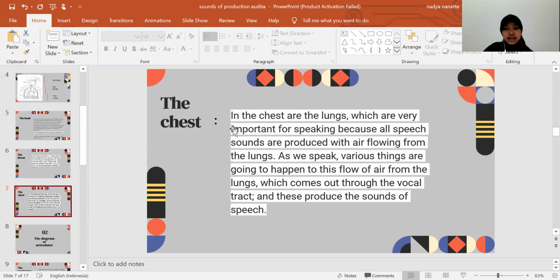The chest. In the chest are the lungs, which are very important for speaking because all speech sounds are produced with air flowing from the lungs. As we speak, various things happen to this flow of air from the lungs, which comes out through the vocal tract, and this produces the sounds of speech.